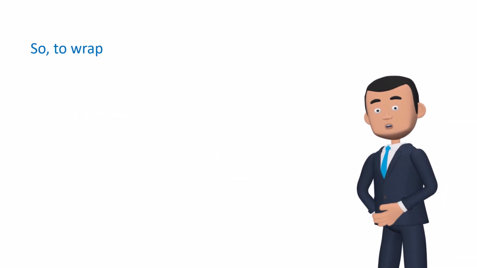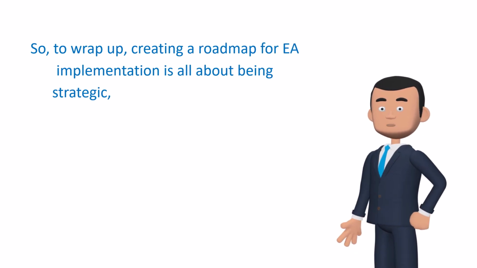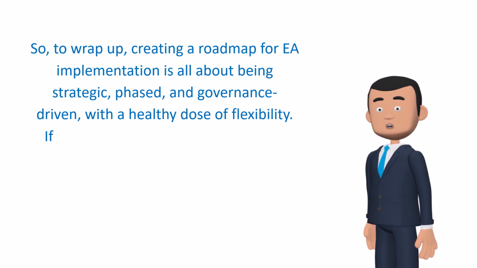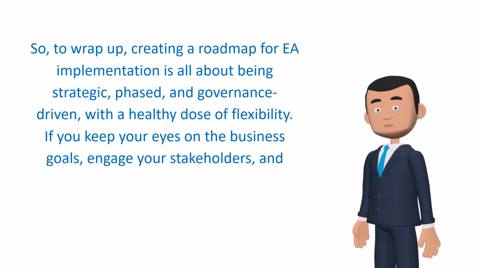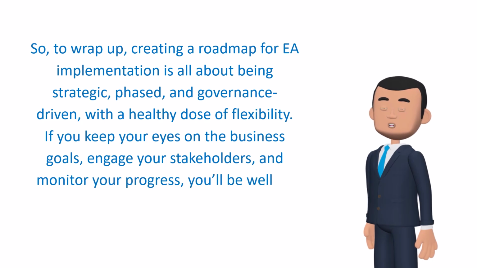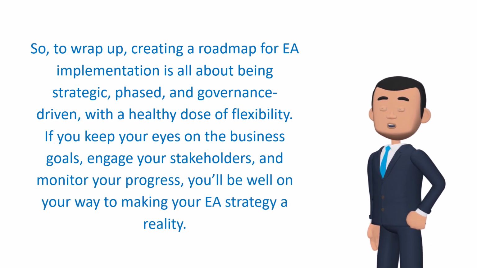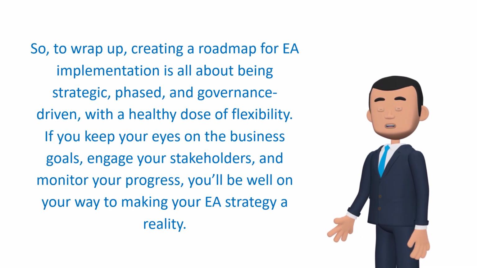So, to wrap up, creating a roadmap for EA implementation is all about being strategic, phased, and governance-driven, with a healthy dose of flexibility. If you keep your eyes on the business goals, engage your stakeholders, and monitor your progress, you'll be well on your way to making your EA strategy a reality.